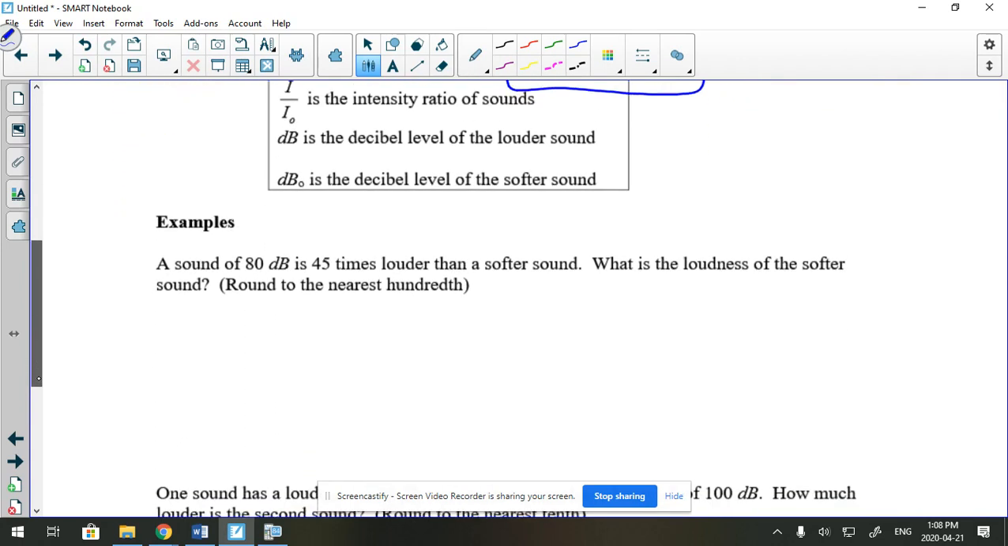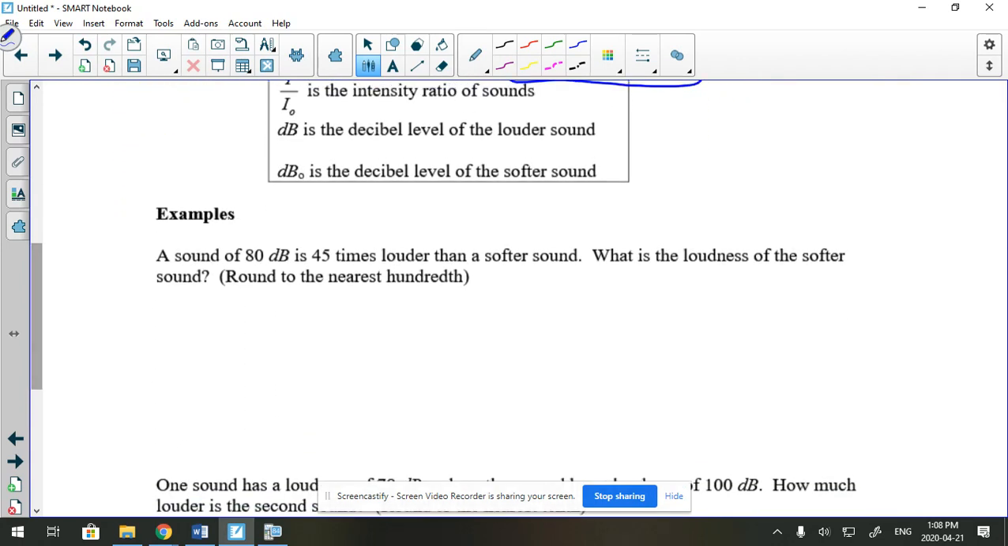So I'll do a couple examples here. So again, we know we're dealing with sound, so right away I'm going to write out my sound equation. Okay, and now we're going to plug in what we know. It says a sound of 80 decibels is 45 times louder than a softer sound. So right away I know this number here is my dB. And it says it's 45 times louder, that's your intensity ratio. Then the softer sound, we want to know what is the loudness of the softer sound. So basically we are looking for dB naught.